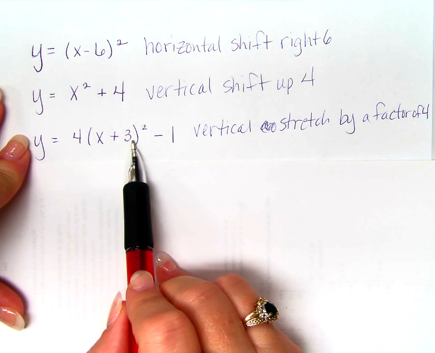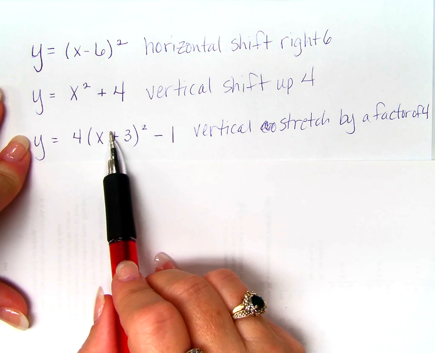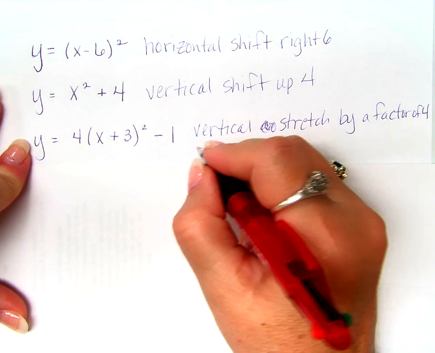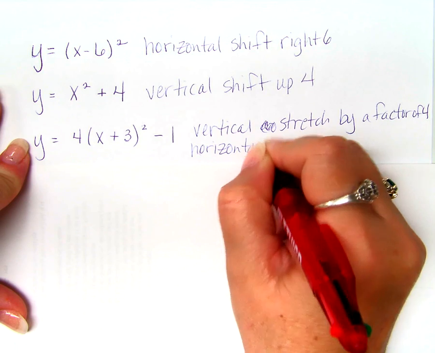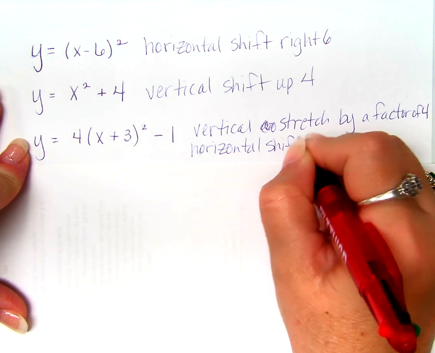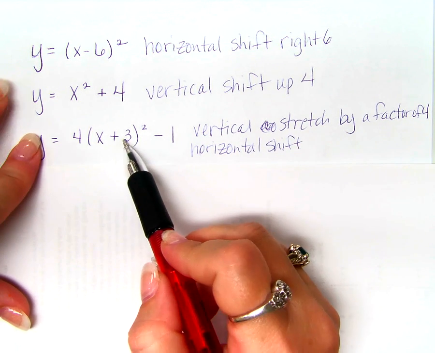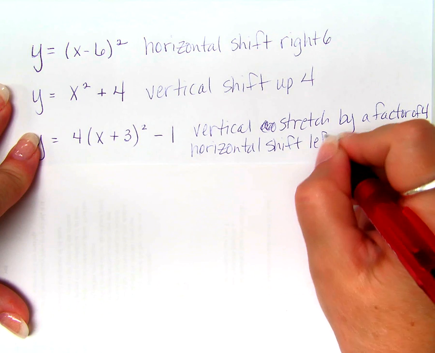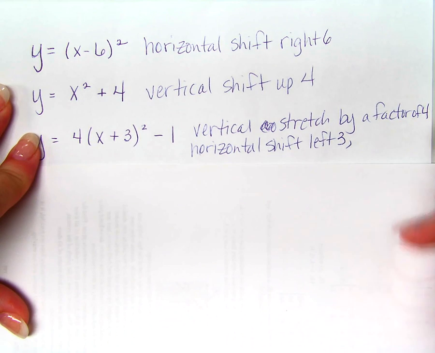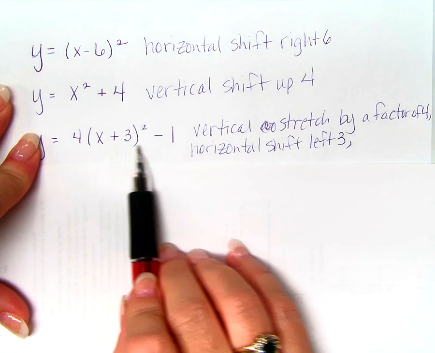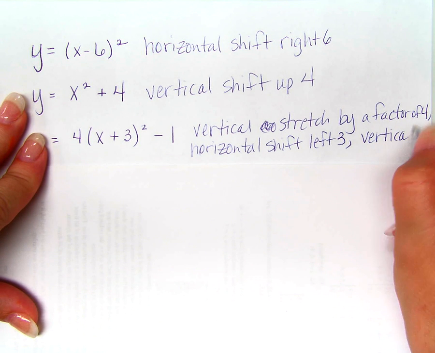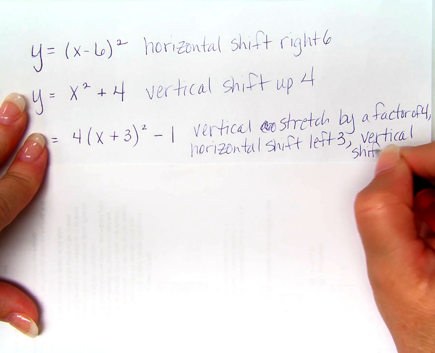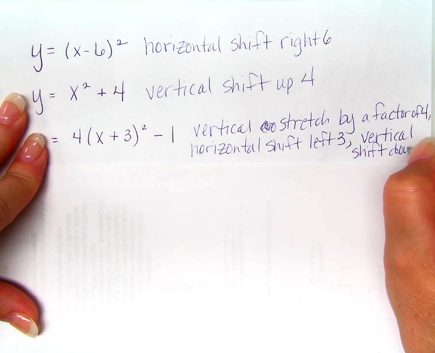Then we have something inside of the main function. So that's going to cause a horizontal shift, opposite of what we think it should be. So left 3. And then we have a -1, so a vertical shift down 1.